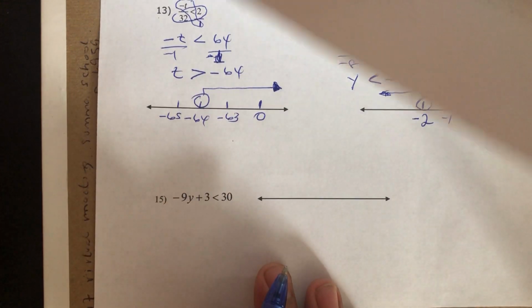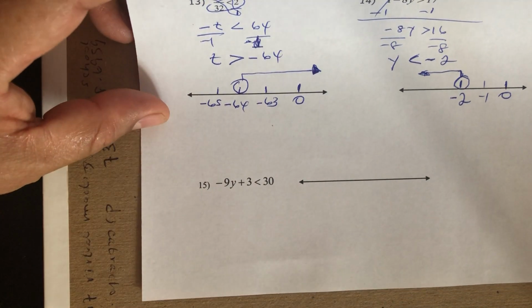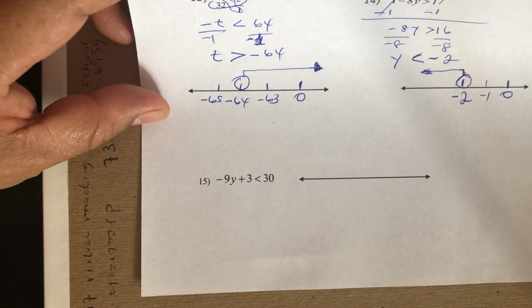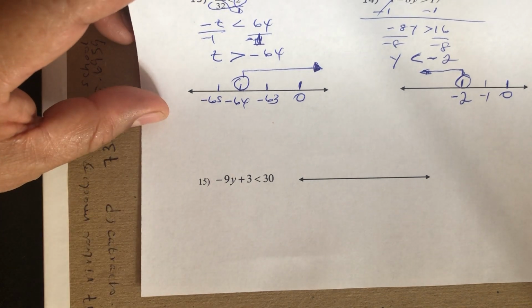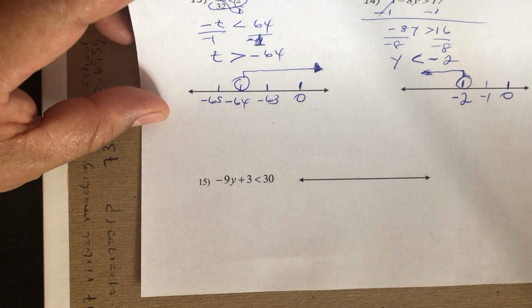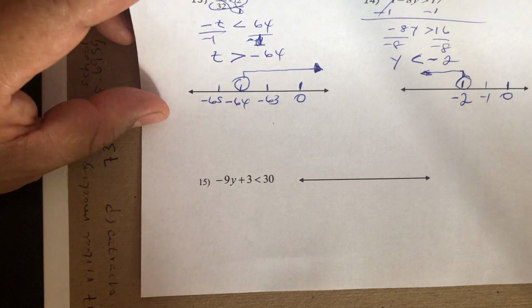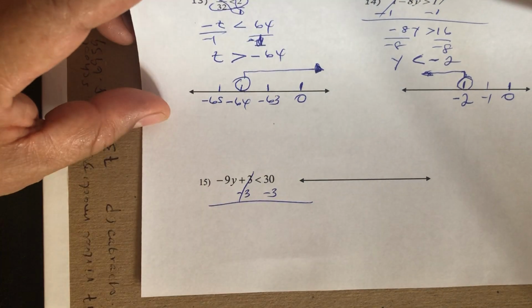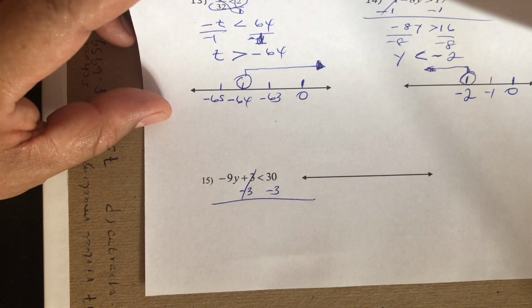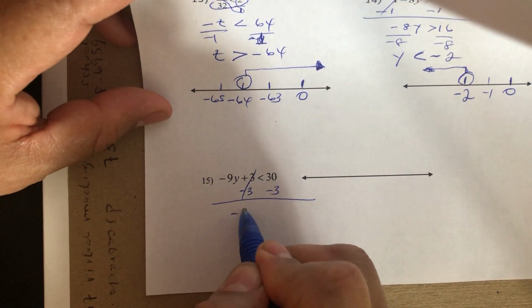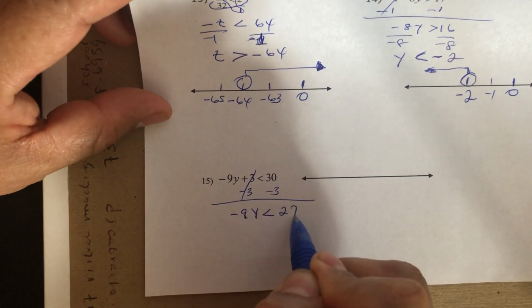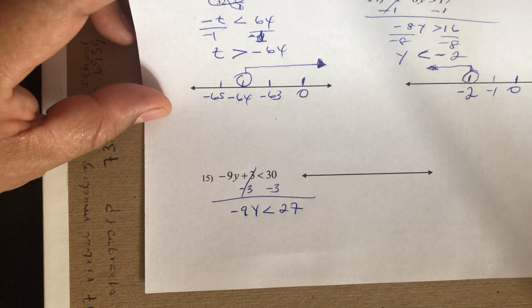One more, and we finish. All right, so here we have negative 9y plus 3 is less than 30. You can tell that it's going to be an open circle. Now, you don't know if you're going to go to the right or to the left because you have to solve, okay? So the first thing is minus 3, that cancels out, and what do I have left on the left-hand side? Negative 9y less than 27, because 30 minus 3 is 27.